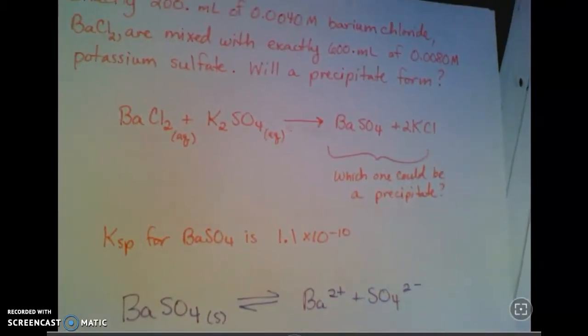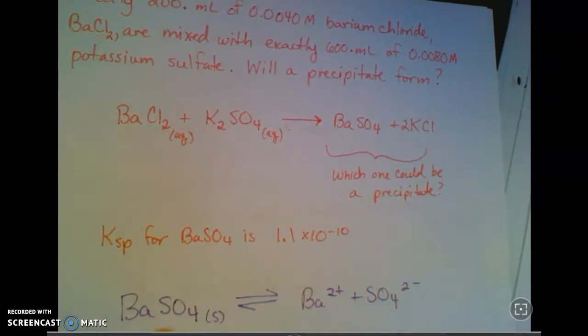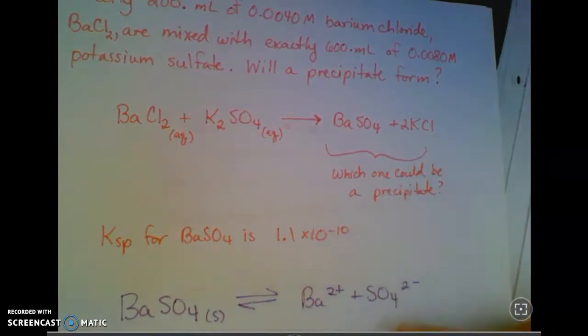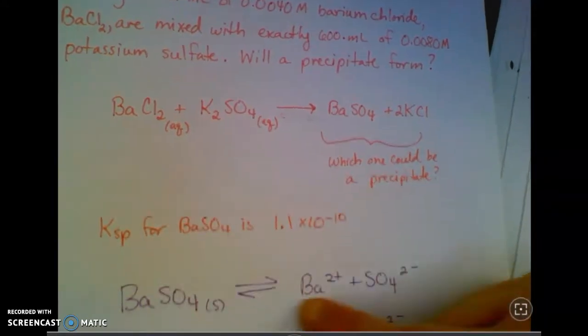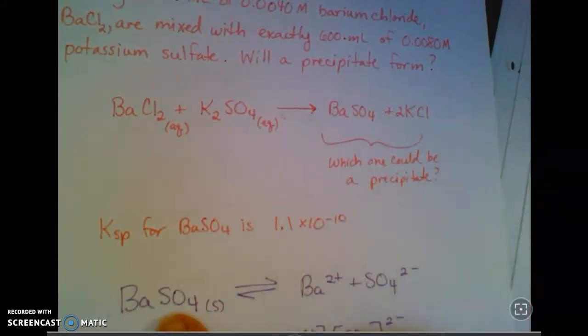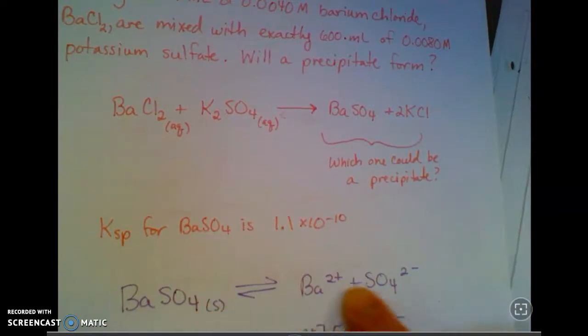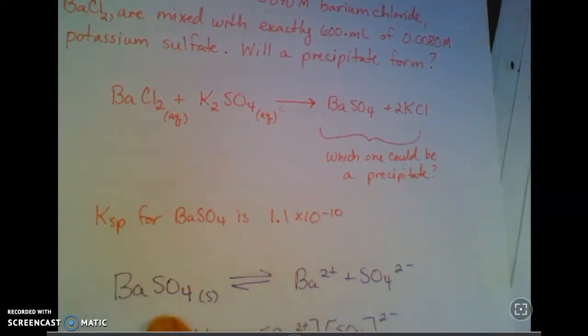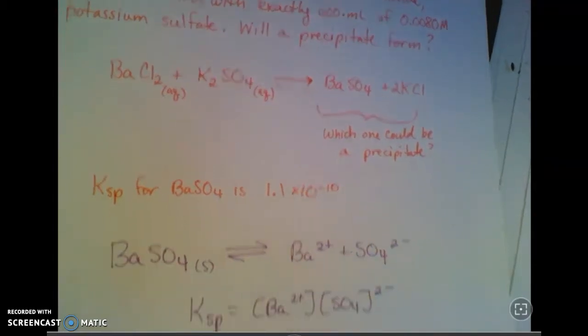So the Ksp reaction looks like this. It's kind of reverse. We're looking to see if this reaction happens in this direction, but the reactions are always written for Ksp in this direction. So barium sulfate would dissolve slightly into barium ions and sulfate ions.